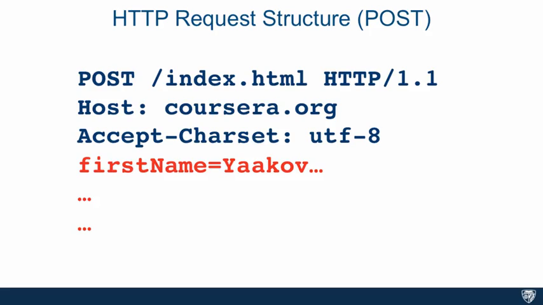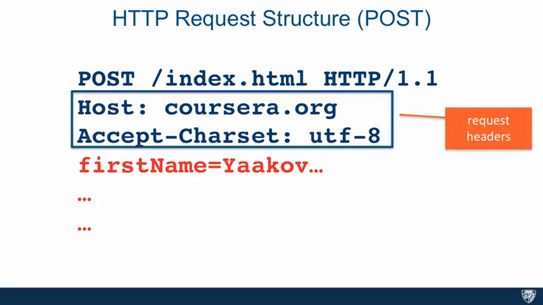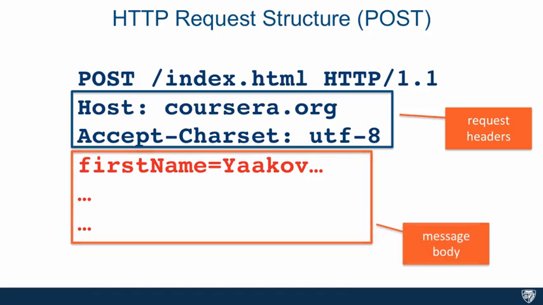There are a few parts here that exist on pretty much every POST request, which is the first line, the POST request itself, followed by some request headers. In this example, Accept-Charset is telling the server that our browser knows how to process the UTF-8 character set. And after that, we have the message body. This is where the data is being passed to the server. So this is the POST request.